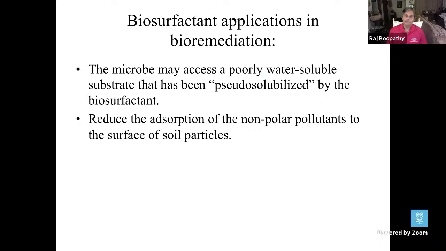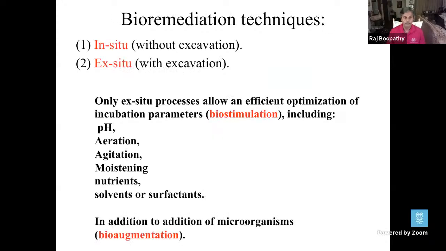So we take advantage of this biosurfactant because it's a chemical that pseudo-solubilizes the compounds. So it also reduces the absorption of non-polar pollutants to the surface of soil particles. So basically it increases the bioavailability for the degradation process.